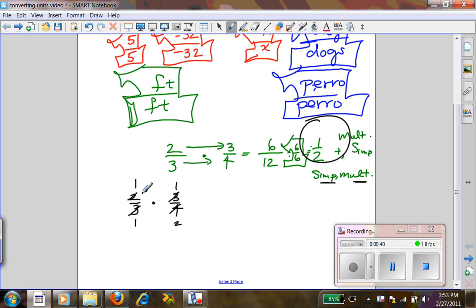Now we're going to take these new numbers, these smaller, simpler numbers, and multiply them, and we get 1 over 1 times 1 is 1, and 1 times 2 is 2. And there we get 1/2.